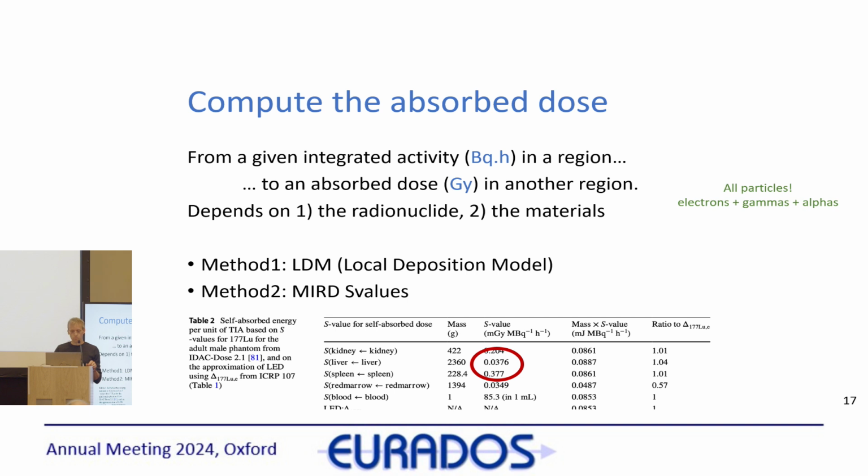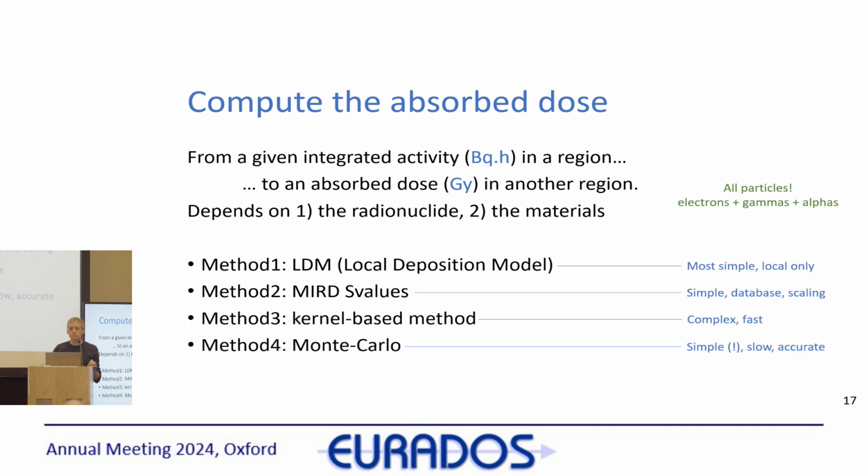We have the merged S-value concept, which is well known, I think. It's slightly more advanced, it takes into account surrounding organs, not only the current region of interest. And also you can find some tables in the literature that provide you with the factor that you need to multiply your integrated activity by in order to get the dose.